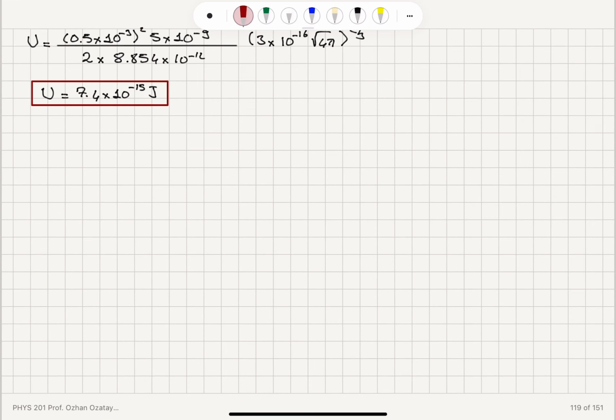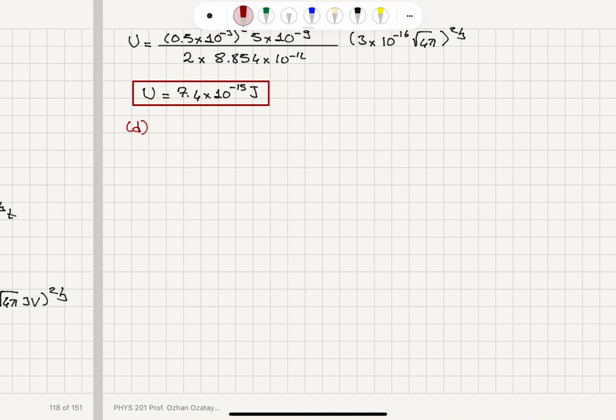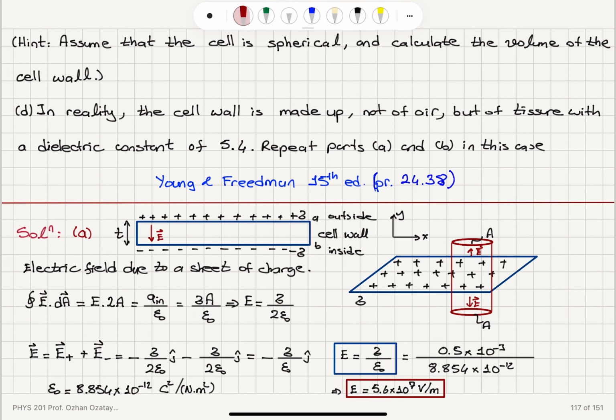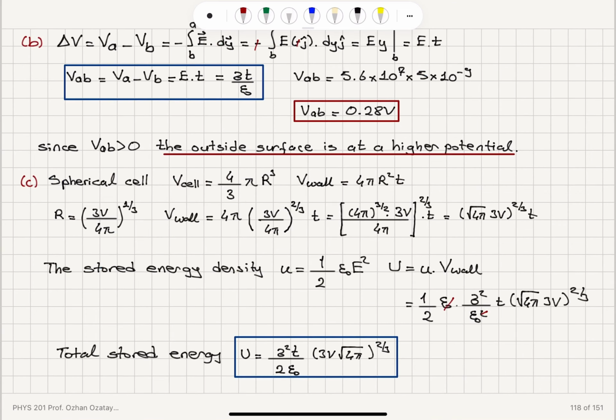Let's move on to part D of the problem. Part D. In reality, the cell wall is made up not of air but of tissue with a dielectric constant of 5.4. Repeat parts A and B in this case.